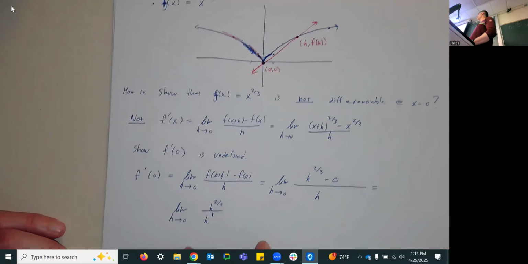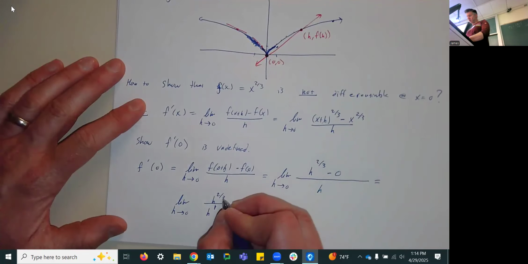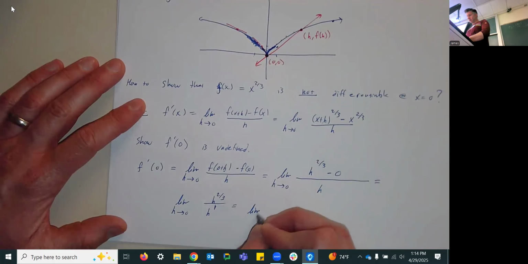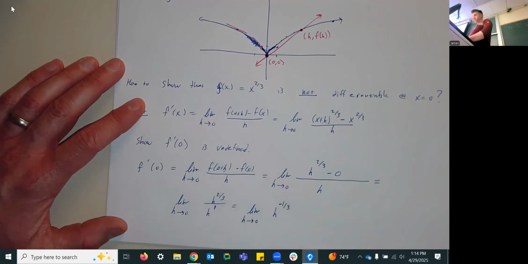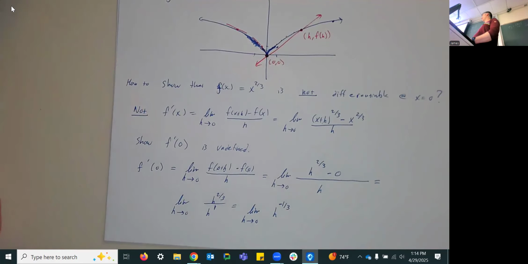And this is a time where I really recommend not writing it as a negative power. I don't think it helps us a whole lot to write this as the limit as h goes to 0 of h to the negative 1/3. 2/3 minus 1 is negative 1/3. It can be really easy to convince yourself that that's just 0.